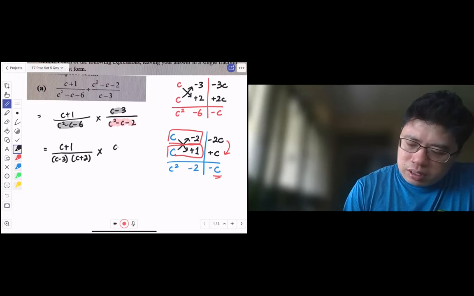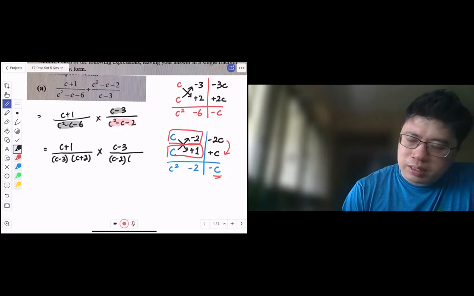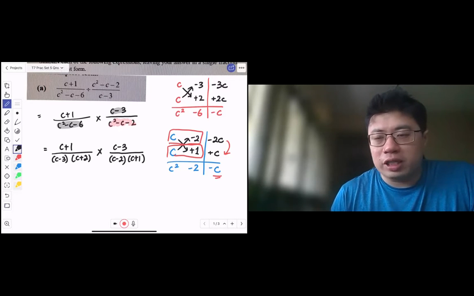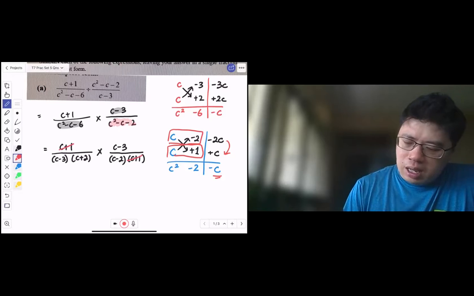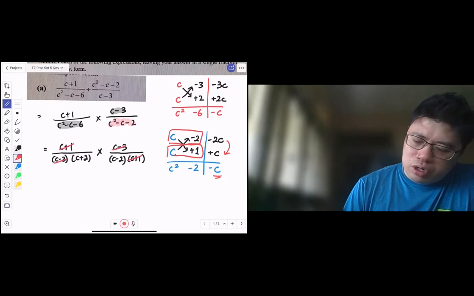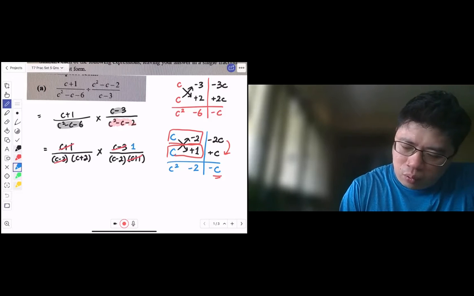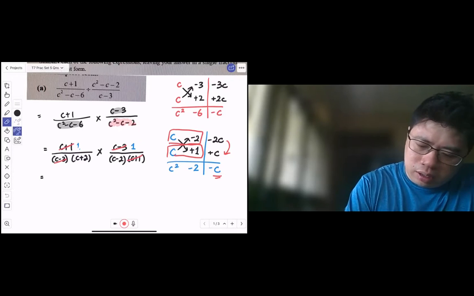And I write it out here: c minus 3, c minus 2, and c plus 1. With that, you should be able to identify your factors. c plus 1 cancels. c minus 3 and c minus 3 cancel. When I cancel out the entire numerator, I'll be left with a 1. So my numerator would just be 1.